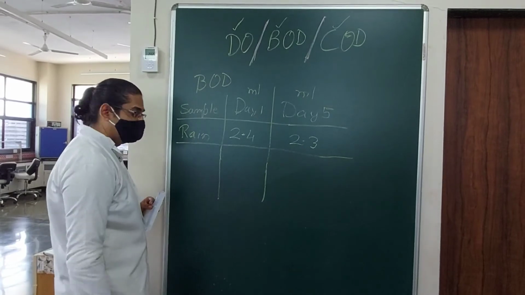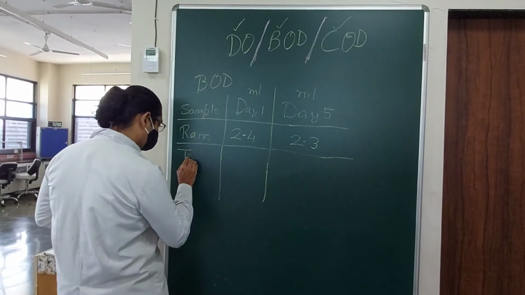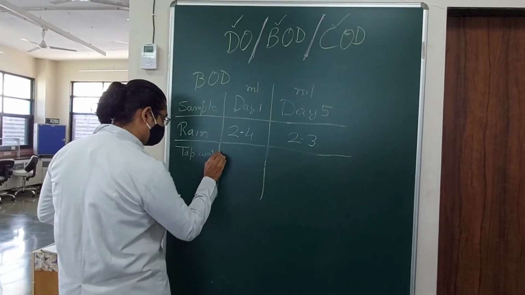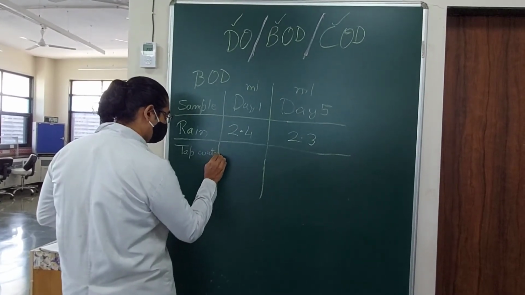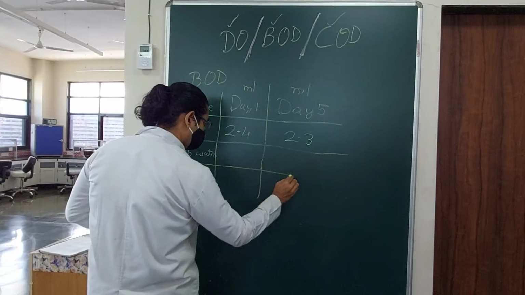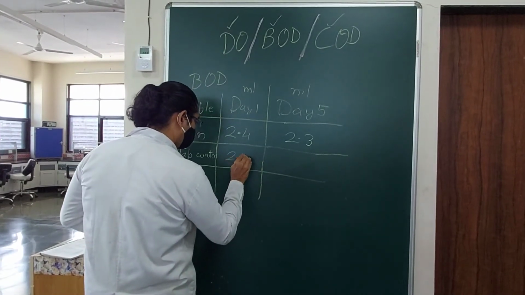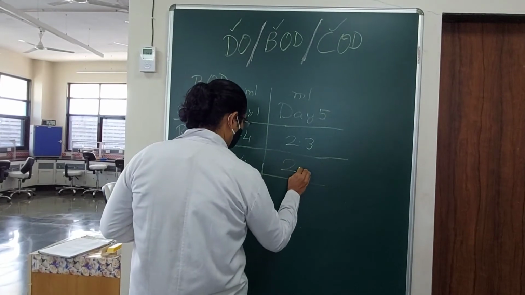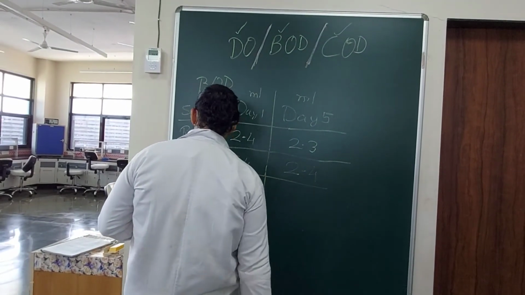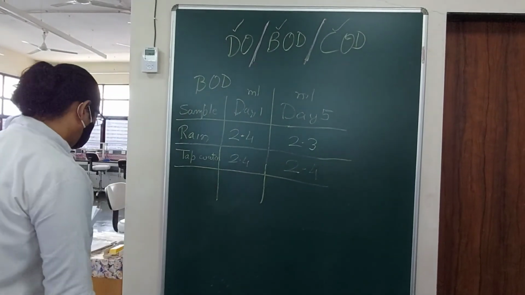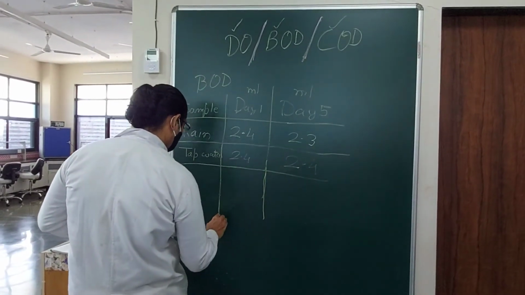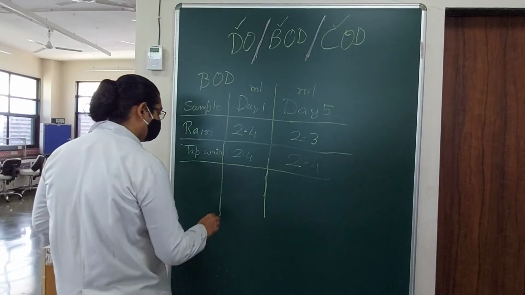Tap water. That's municipal corporation water. Day 1 is 2.4, and for day 5 also 2.4. Fantastic. So our municipality deserves some appreciation for supplying good quality water.